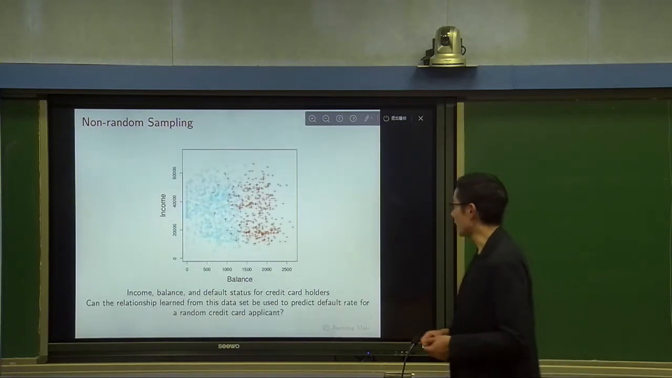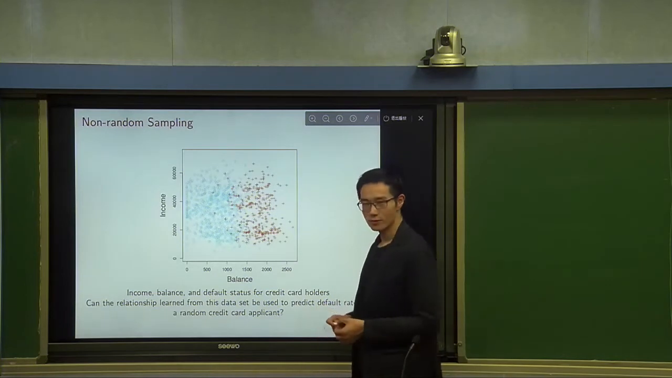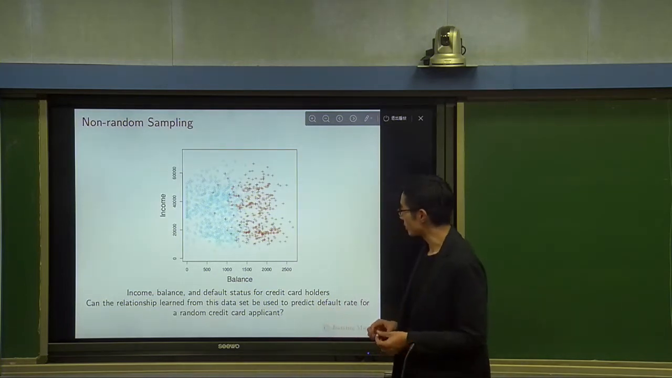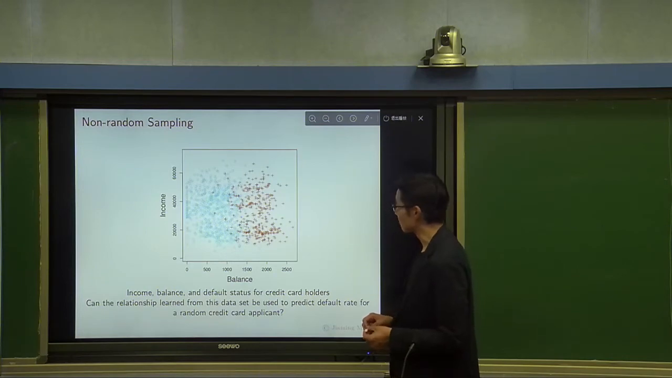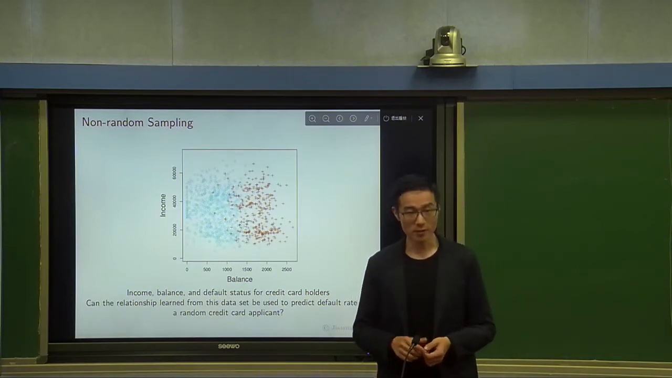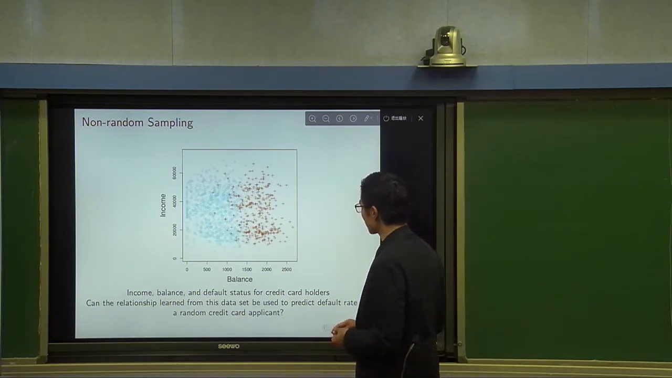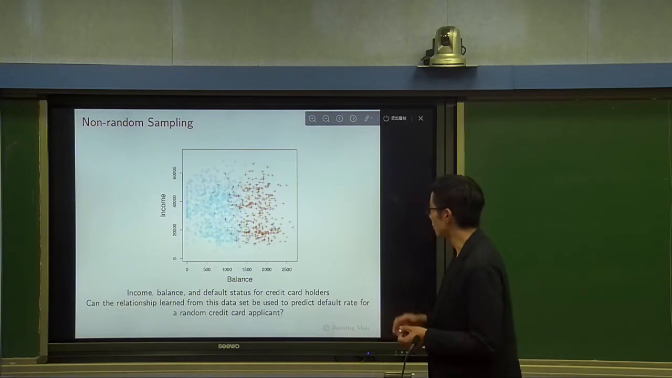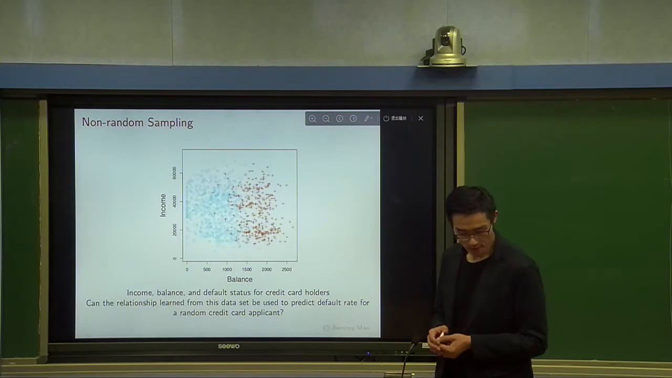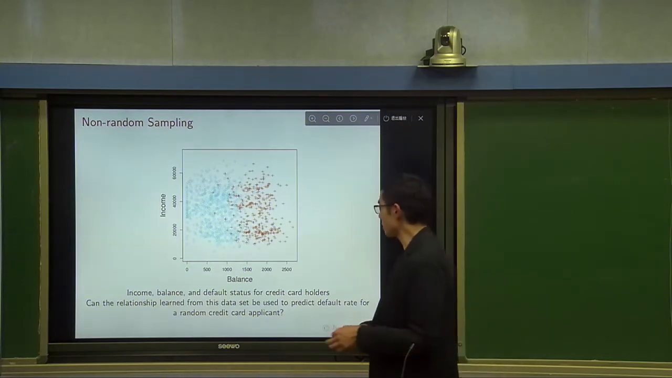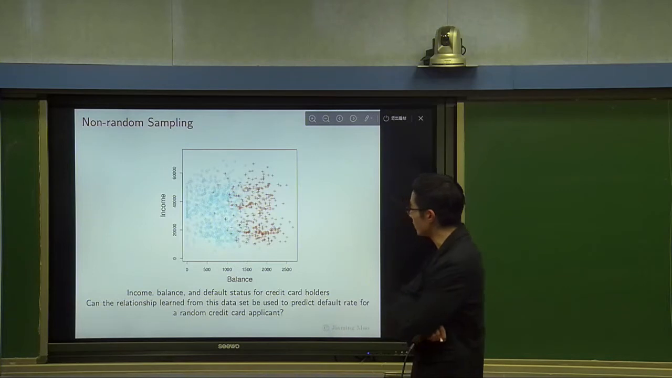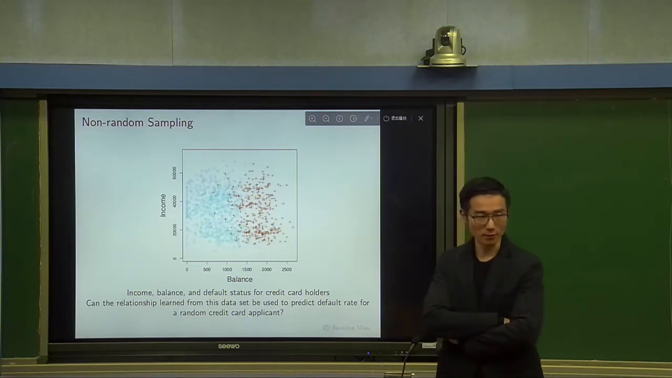All right. Now, back to our example in our introduction on statistical learning. We have this credit card data set, where we have people's income, people's balance, and we see some people who default, and some people who do not default, right? Okay. So when we were studying statistical modeling, we use this data set to model people's default probability. Now, the question is, can the relationship we learn from this data set be used to predict the default rate for a random credit card applicant? That is the important thing, okay?